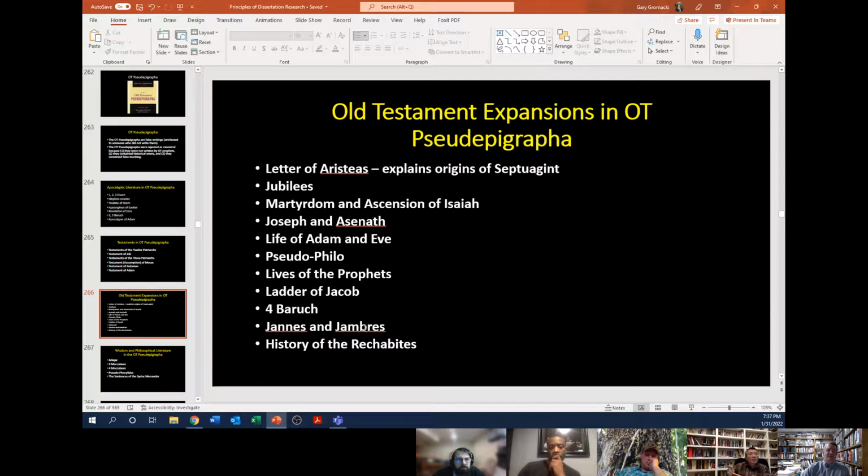Anybody know who Jannes and Jambres were? Supposedly the Egyptian magicians who opposed Moses and Aaron. Anybody know the Rechabites? They were the teetotalers of the Old Testament. They made a commitment to not drink wine. So that goes back to what? Nazirite vow, right? Numbers 6.